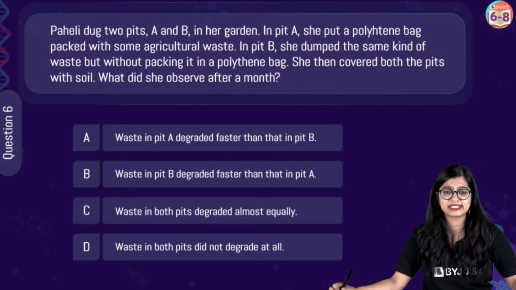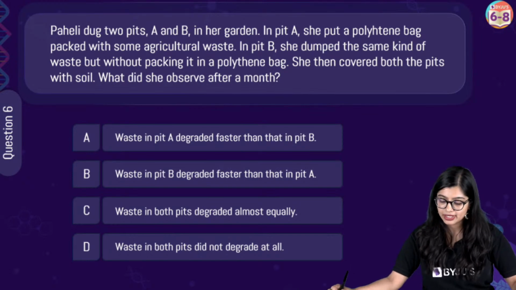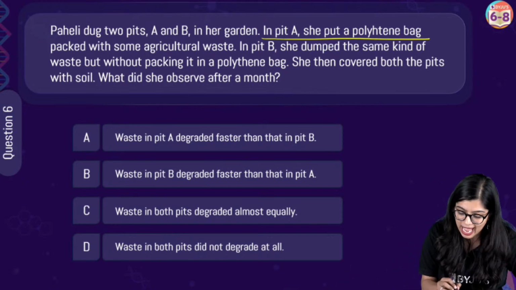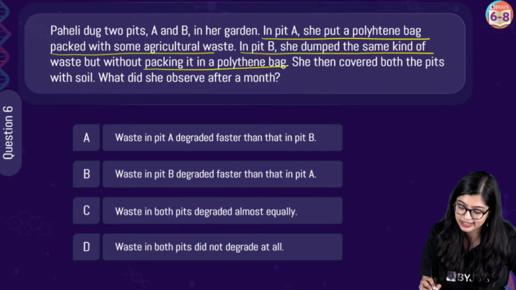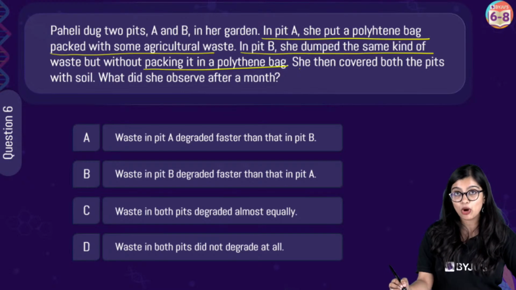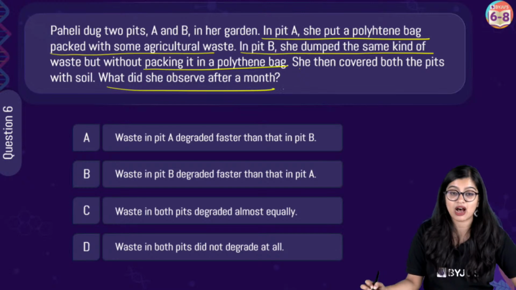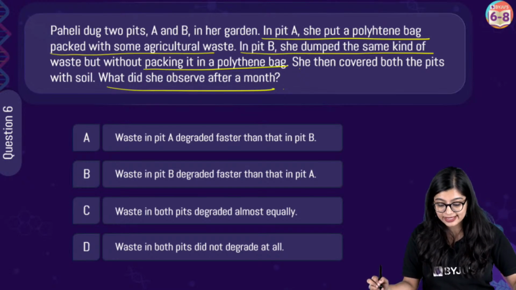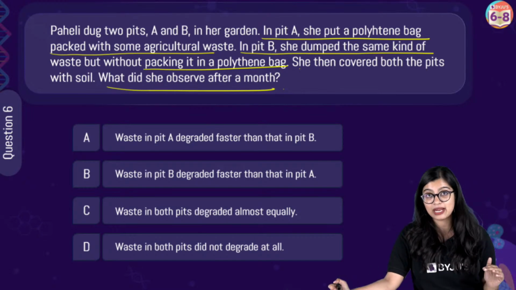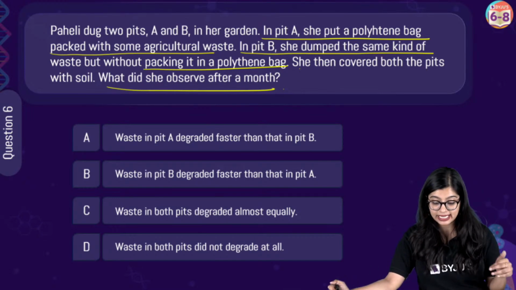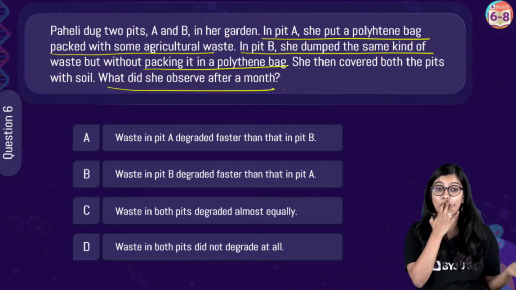Moving on to question number 6. Paheli dug 2 pits A and B in her garden. In pit A, she put a polythene bag packed with some agricultural waste, while in pit B, she directly dumped it without packing it in a polythene bag. She covered both the pits with soil. What did she observe after 1 month? Waste in pit A degraded faster than pit B. Waste in pit B degraded faster than pit A. Waste in both pits degraded almost equally. Waste in both pits did not degrade at all.